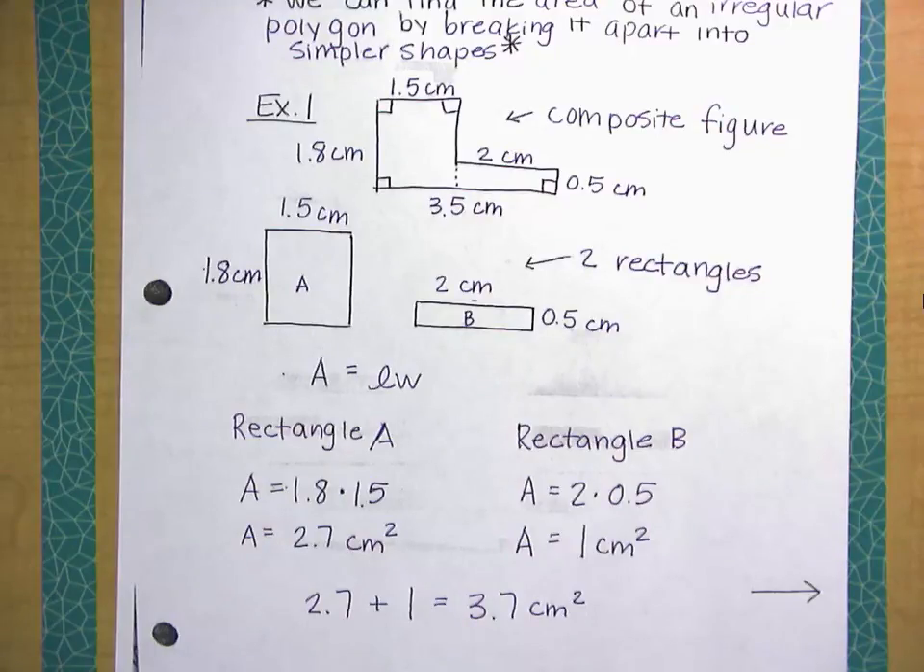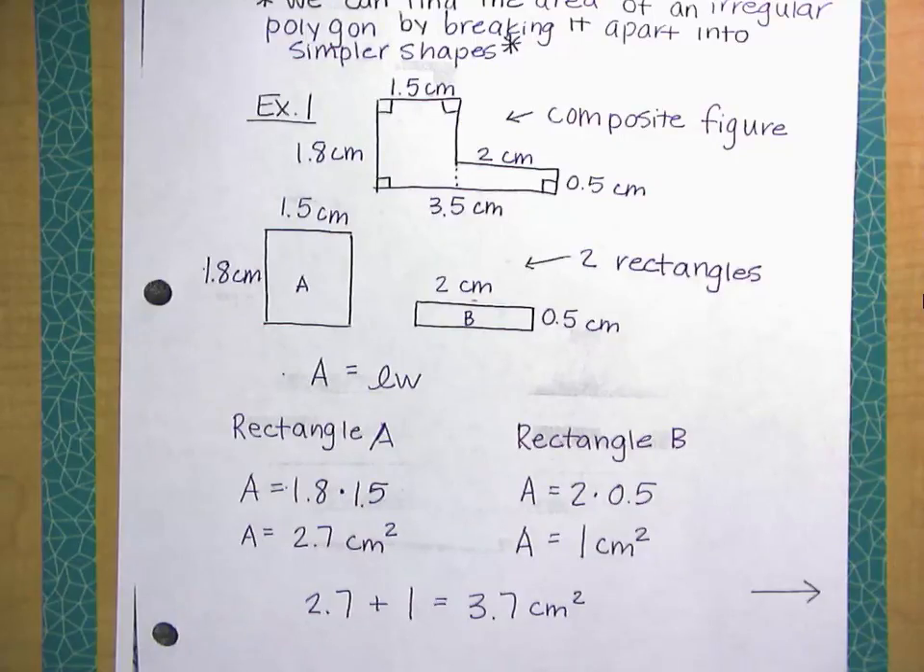We found the area of both shapes, right? Then what do we do? Yeah. So you'll break apart your shape, you'll find the area of both shapes, and then you'll add their areas together to get the area of the composite figure. Okay? How are we feeling about that so far?